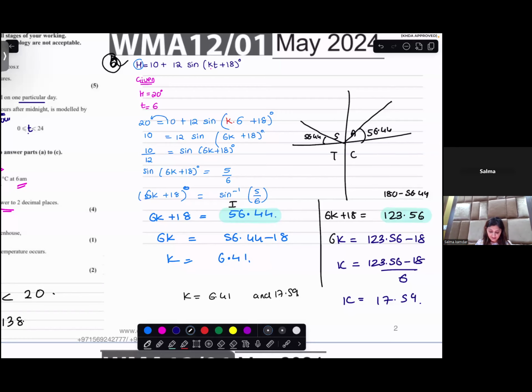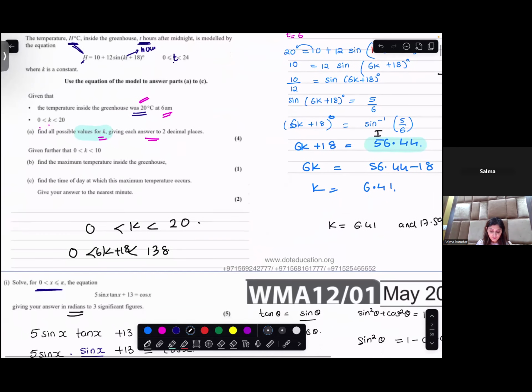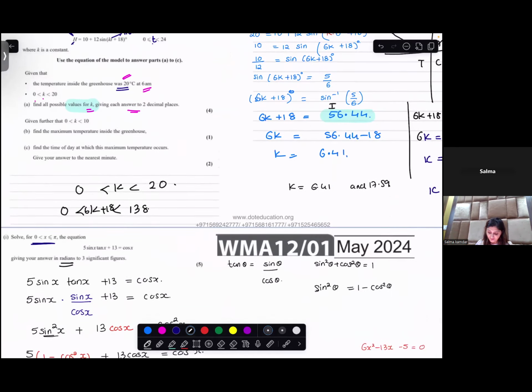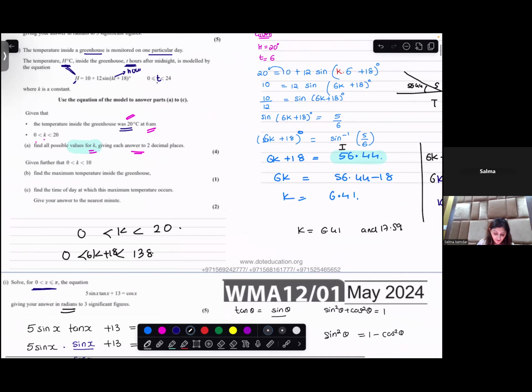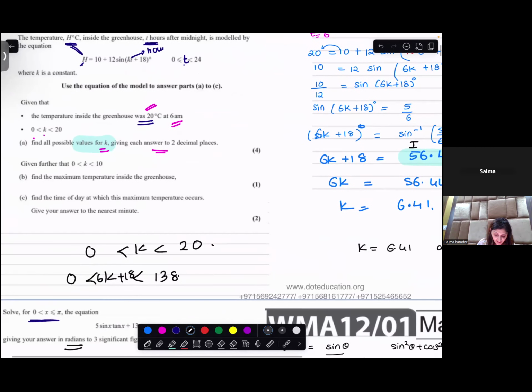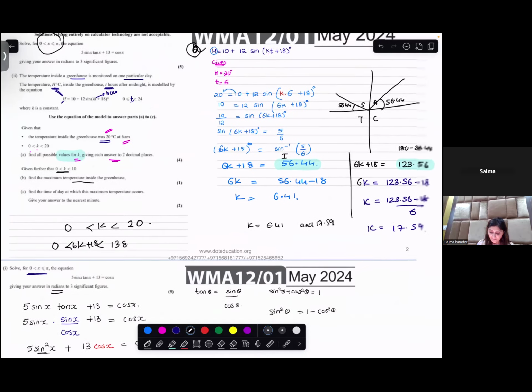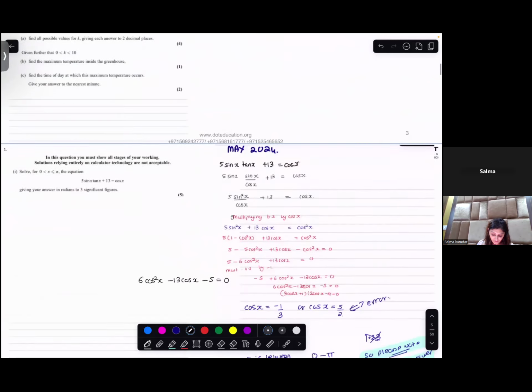This was the A part. Now let's go to the B part. After finding the values of k, I am further given that k is between 0 and 10. Find the maximum temperature inside the greenhouse.